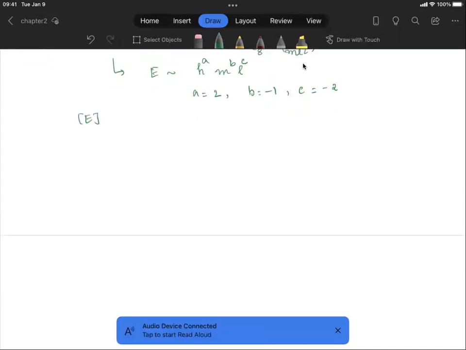So the dimensions of energy can be written in terms of mass, length, and time. Just going to explicitly write it so there's no confusion. The square brackets here tell you that I'm looking at the dimensions of energy, right? And the SI unit of energy is 1 joule, right? 1 joule is 1 Newton times 1 meter. 1 Newton is kg times 1 meter per second square times meter.